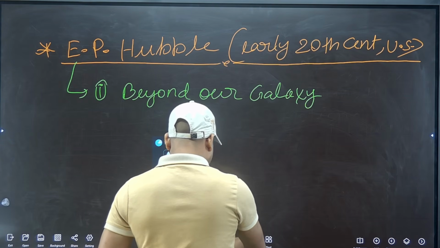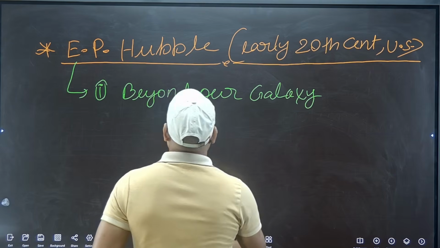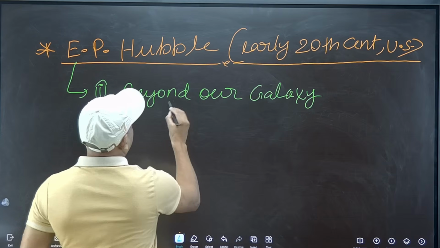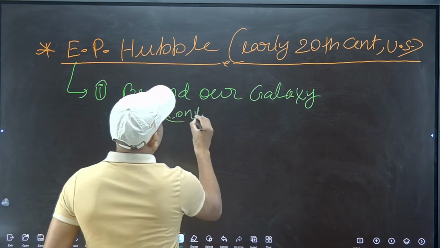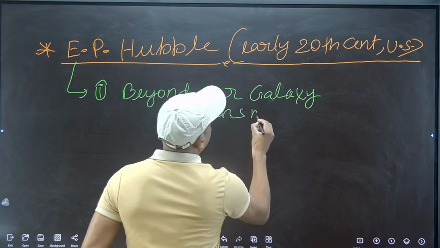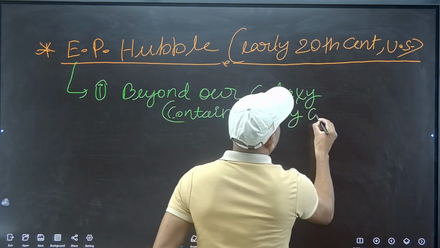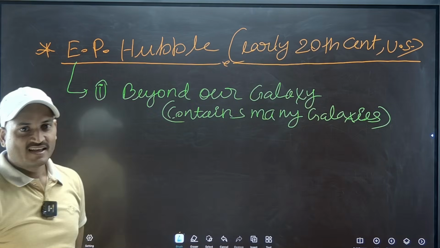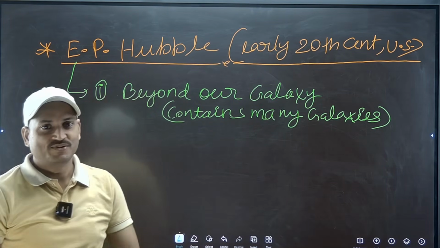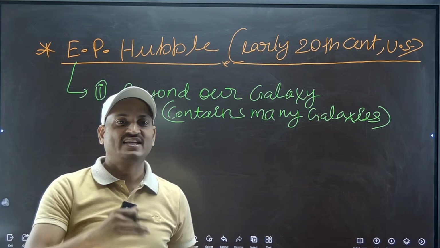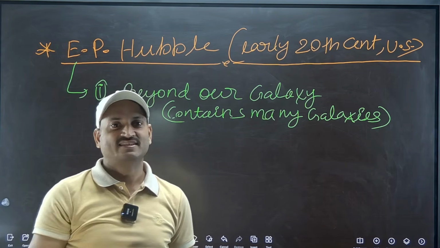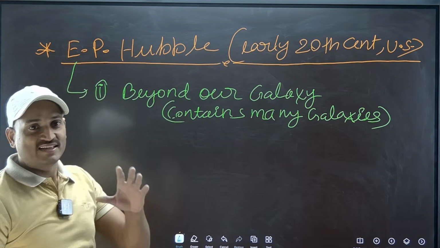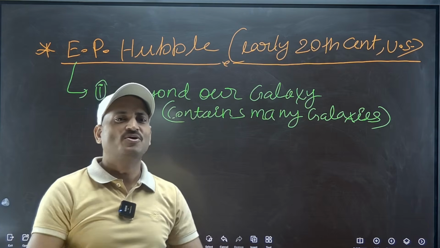यानी ये लिमिटेड नहीं है हमारी गैलेक्सी तक, और भी बहुत सारी गैलेक्सीज हैं in the universe beyond our galaxy. Meaning the universe contains many galaxies. This was his first most important observation, and it was a very new observation because till now we were fighting within the galaxy, and he brought a new extended dimension. He said that the universe is not only limited to our galaxy, it is even beyond our galaxy, and the universe contains multiple galaxies. बहुत सारी galaxies universe में है.